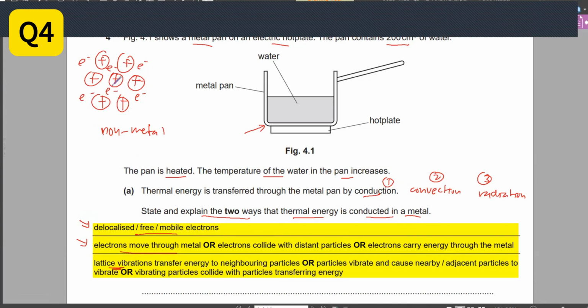Secondly, we can have lattice vibration. Each atom is vibrating. So let's say this atom has very high energy and is vibrating faster, colliding with its neighbor. It will transfer the heat to the next neighbor, and the next neighbor, through collision. Lattice vibration transfers energy to neighboring particles. So these 2 methods, method 1 and method 2, can happen for metal. But for non-metal, it can use the second one only, because non-metals have no free electrons. So that's the idea.